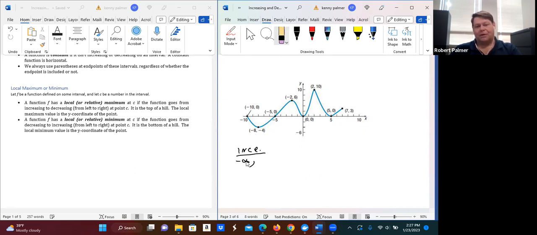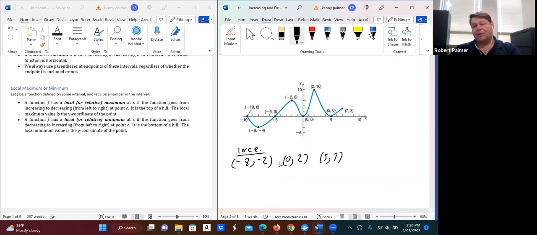Sorry, -8, not negative infinity. Then it stops increasing here in this segment at -2. Once again, always use parentheses. Okay. Anywhere else it increases? Well, yes. So here, starting at 0, then also the section stops increasing at 2. And then it starts increasing here again at 5. And it stops increasing at 7. That's where the graph ends.